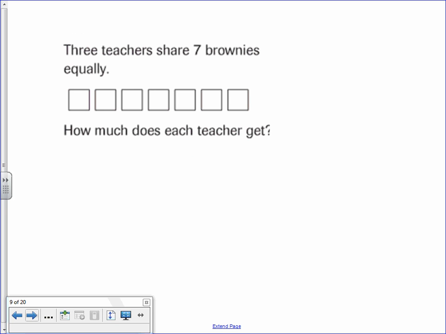3 teachers share 7 brownies equally. How much does each teacher get? So again, there are more brownies than there are teachers. That's one important thing to remember. So each teacher is getting at least 1 whole brownie. What should we do with each of these brownies?